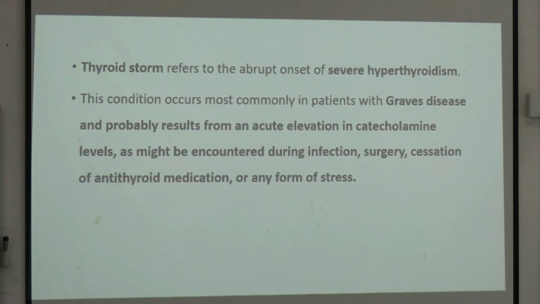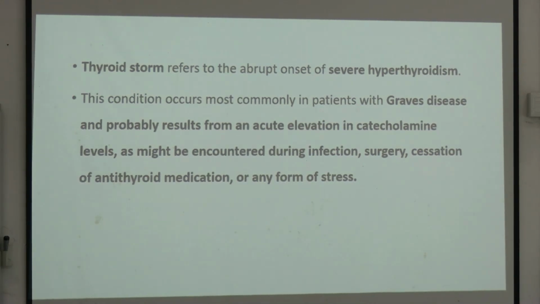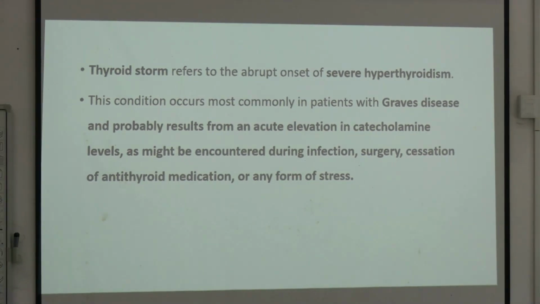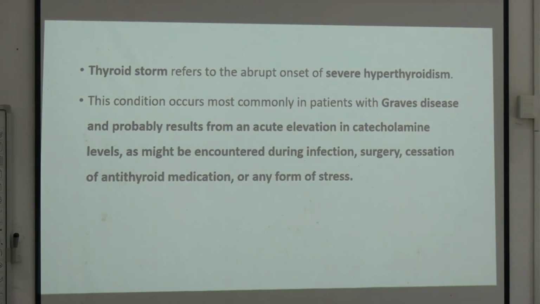Now, thyroid storm. Thyroid storm is the abrupt onset of severe hyperthyroidism. This occurs most commonly in patients with Graves' disease and probably results from an acute elevation in catecholamine levels, as might be encountered during infection, surgery, cessation of anti-thyroid medication, or any form of stress.